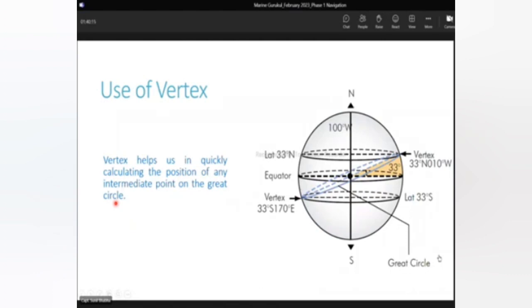But when we are doing great circle passage planning on board, we also need to calculate or identify intermediate positions on the great circle track. These intermediate positions act as waypoints and help us to plot our great circle passage on the chart. Now the vertex helps us in quickly calculating the position of these intermediate positions.